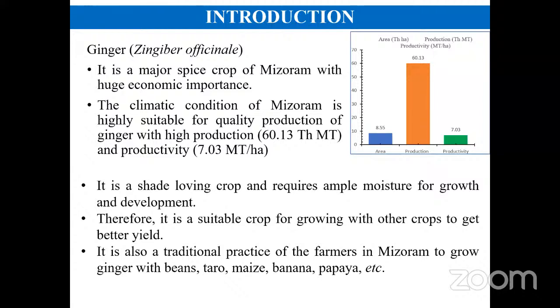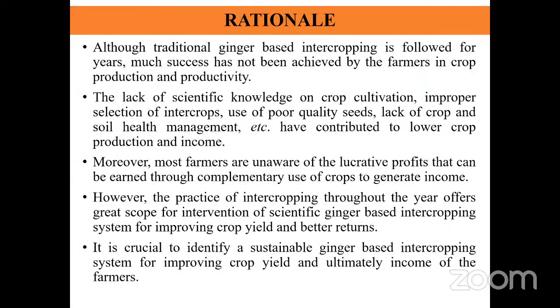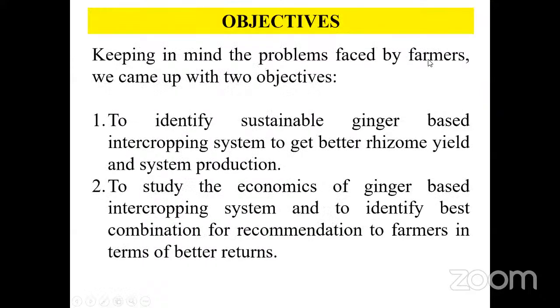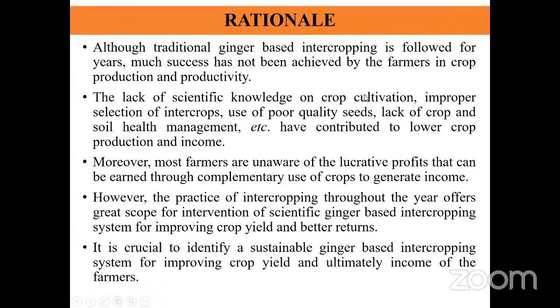It has been a traditional practice among Mizoram farmers to grow ginger with beans, taro, maize, banana, and papaya. Although ginger-based intercropping has been followed for many years, much success has not been achieved by farmers in crop production and productivity because there is lack of scientific knowledge in crop cultivation.